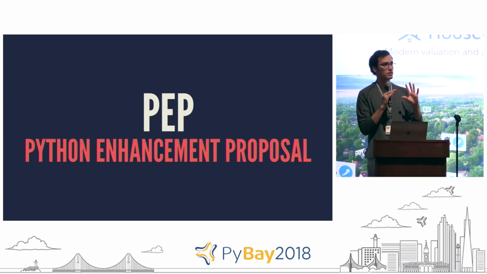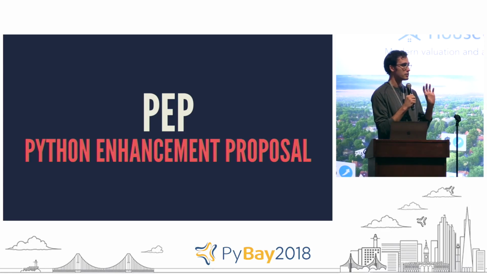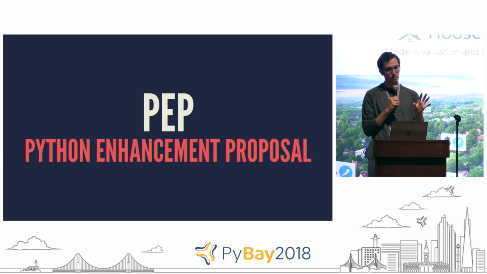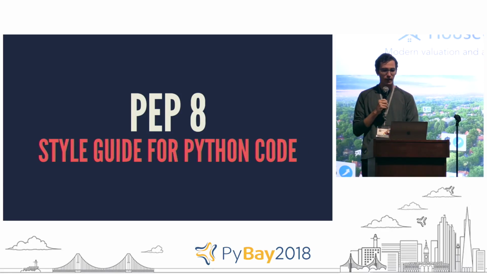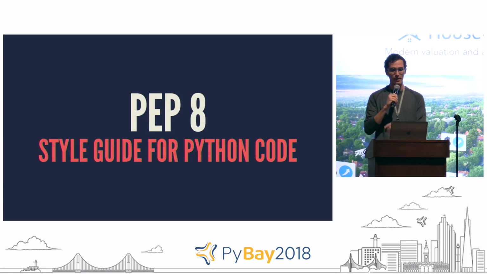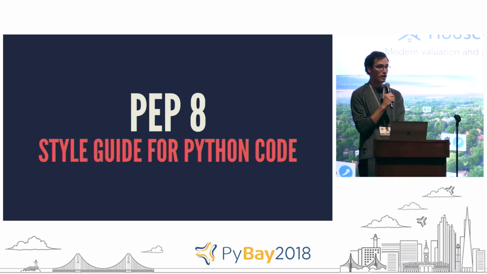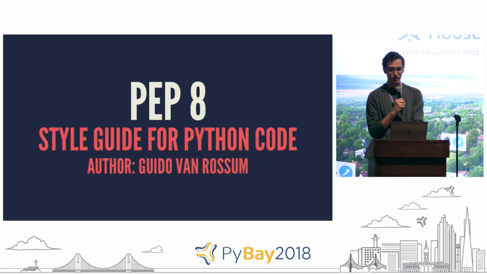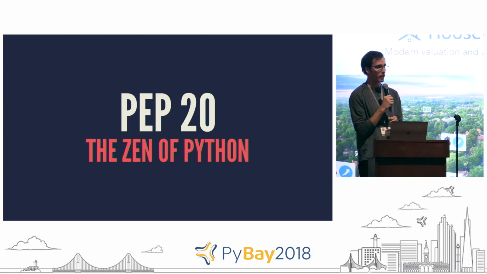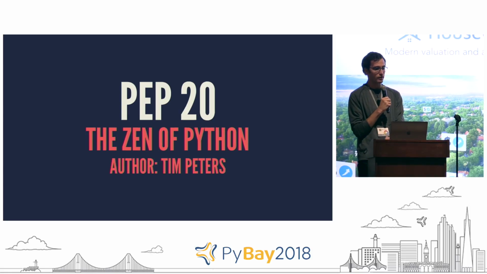Maybe Guido doesn't always have the best ideas, and we want to be able to make new changes to the language that come from other people. So we have the PEP, the Python Enhancement Proposal process. Can anybody name a PEP that they're familiar with? PEP 8, yeah, that's the most popular one, Style Guide for Python Code. The author of PEP 8, anyone? Guido van Rossum, of course. There's also PEP 20, the Zen of Python. This is probably the shortest PEP. The author of that was Tim Peters.